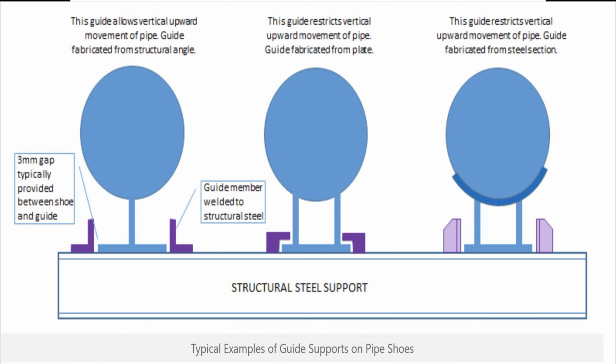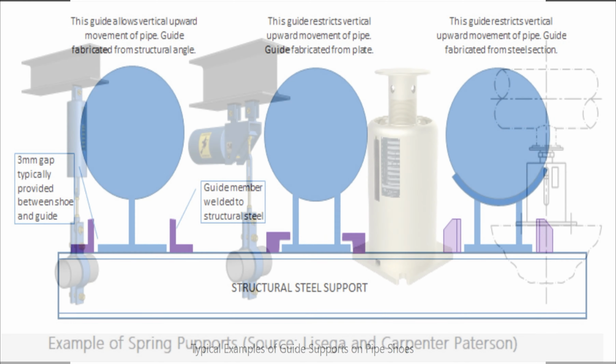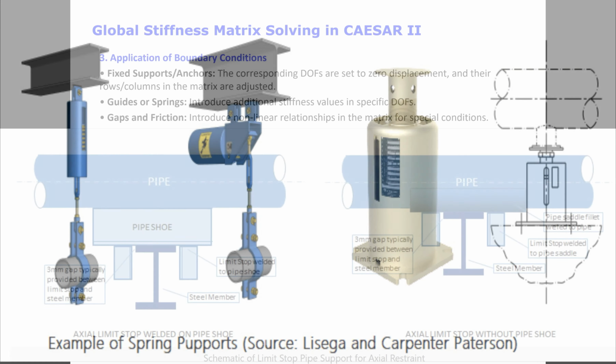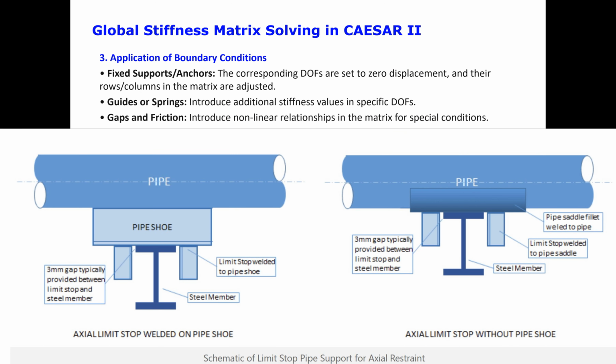Guides or spring supports introduce additional stiffness values in specific degrees of freedom. Gaps and friction introduce non-linear relationships in the matrix for special conditions.